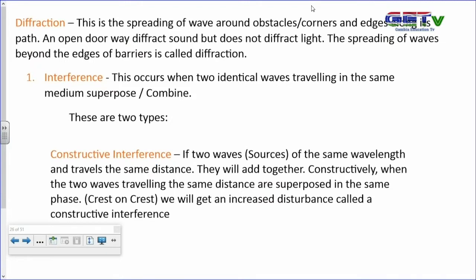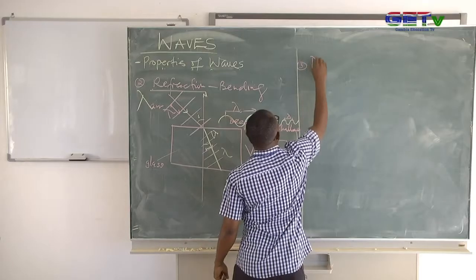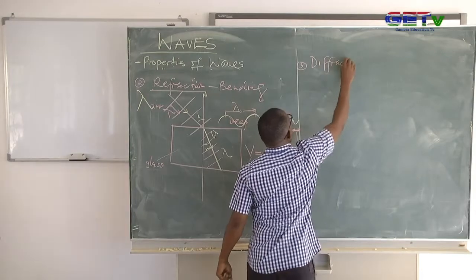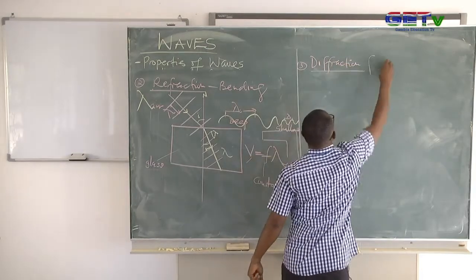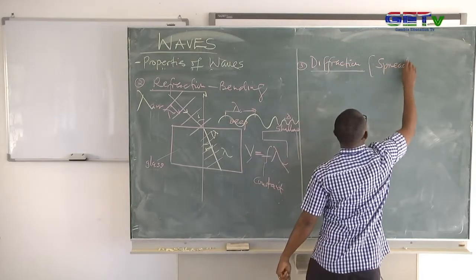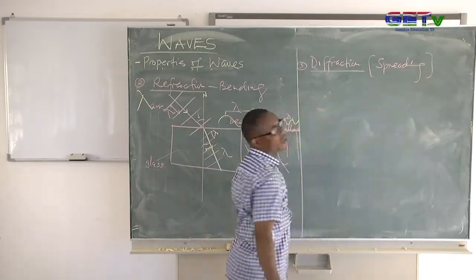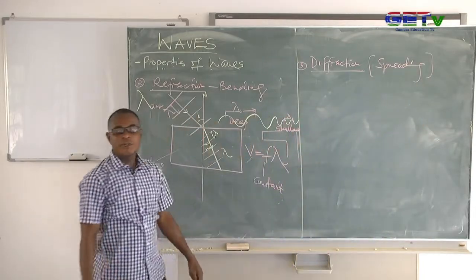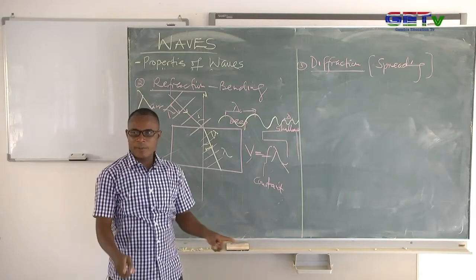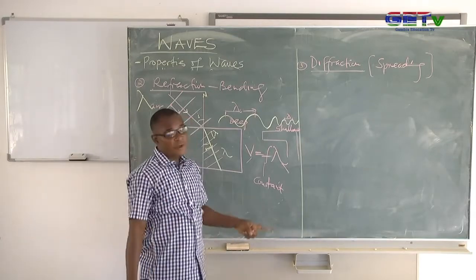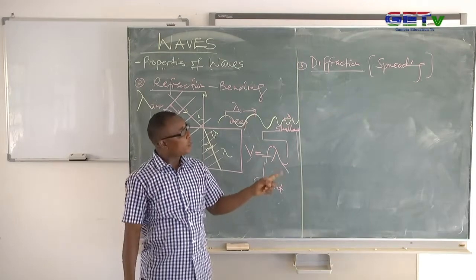The third property is diffraction. Remember all this diagram, I've said reflection. The second one is refraction. Now I'm going to diffraction. Number 3 is diffraction. Diffraction is a spreading phenomenon, if you like, a spreading of wave. Now, this is the spreading of the wave around obstacles or barriers or edges. And this is very important in our day-to-day life because we use it a lot.